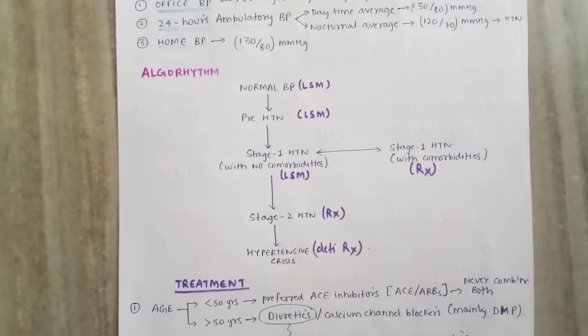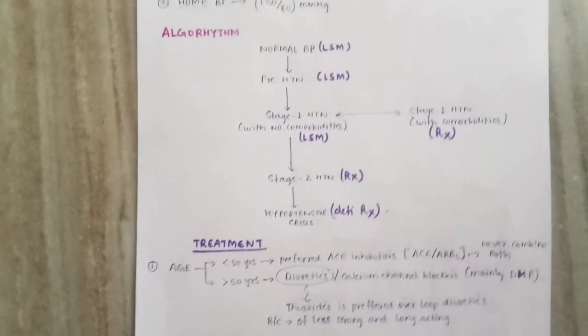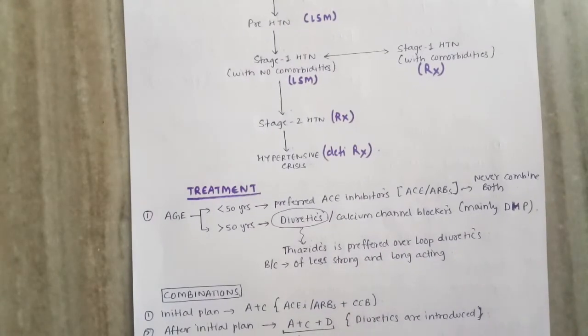For the hypertensive crisis, definitely we are going for medical treatment. So this is the algorithm which tells how to deal with the patient by the doctors. For the treatment purpose, we can check the age of the patient also. If the age of the patient is less than 50 years, we can prescribe the ACE inhibitors, such as the angiotensin converting enzyme inhibitors. We can go for that.